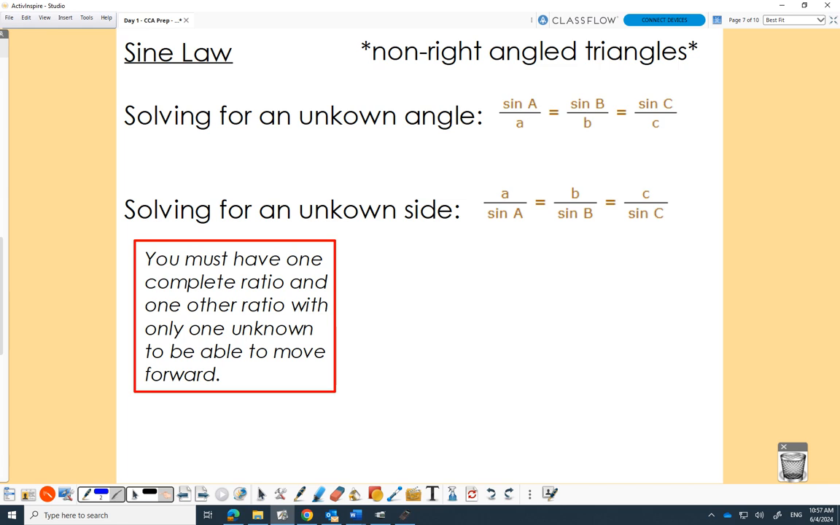So, for non-right angle triangles, and look, it's labeled right there on your CCA package: sine law. When do I use sine law? When it's not right angled. Solve for an unknown angle. You may want to put the angles on the top. Good. Cross multiply; people are like, I don't care which version, it's the same either way. When do you use sine law? When you have one complete ratio and one other ratio with only one unknown. What we mean by that is we're looking for one side or angle and we've got a matching pair.